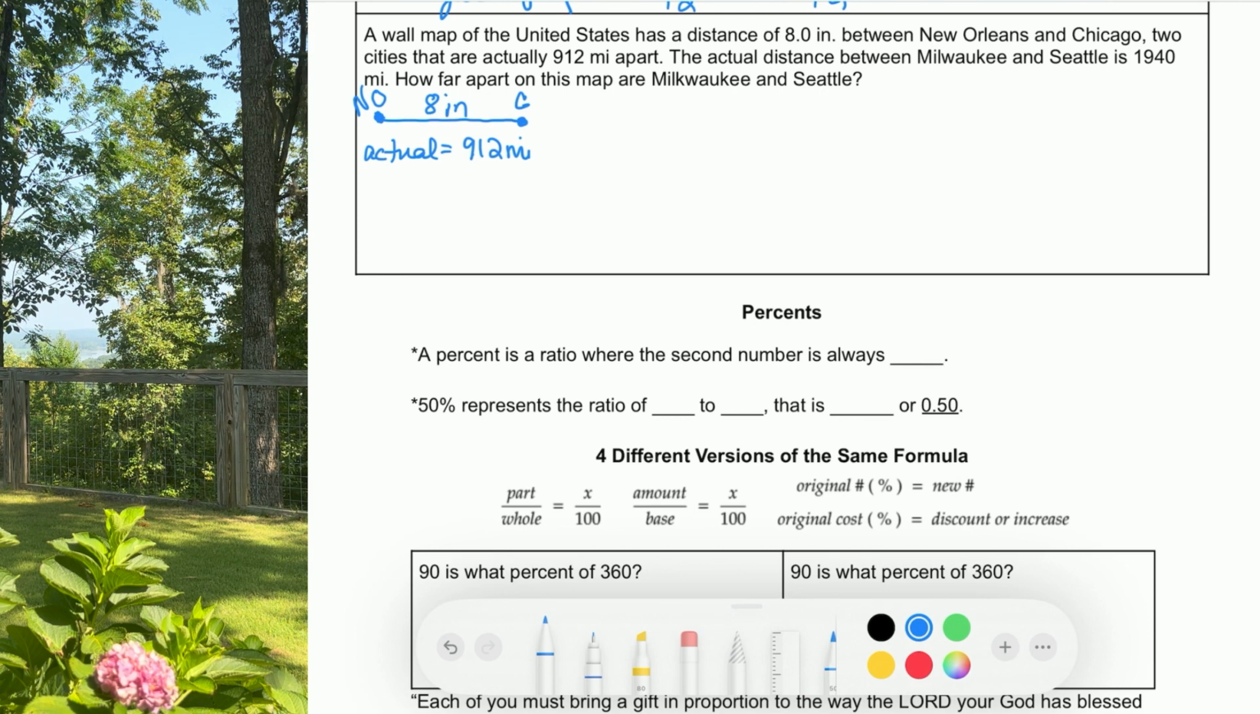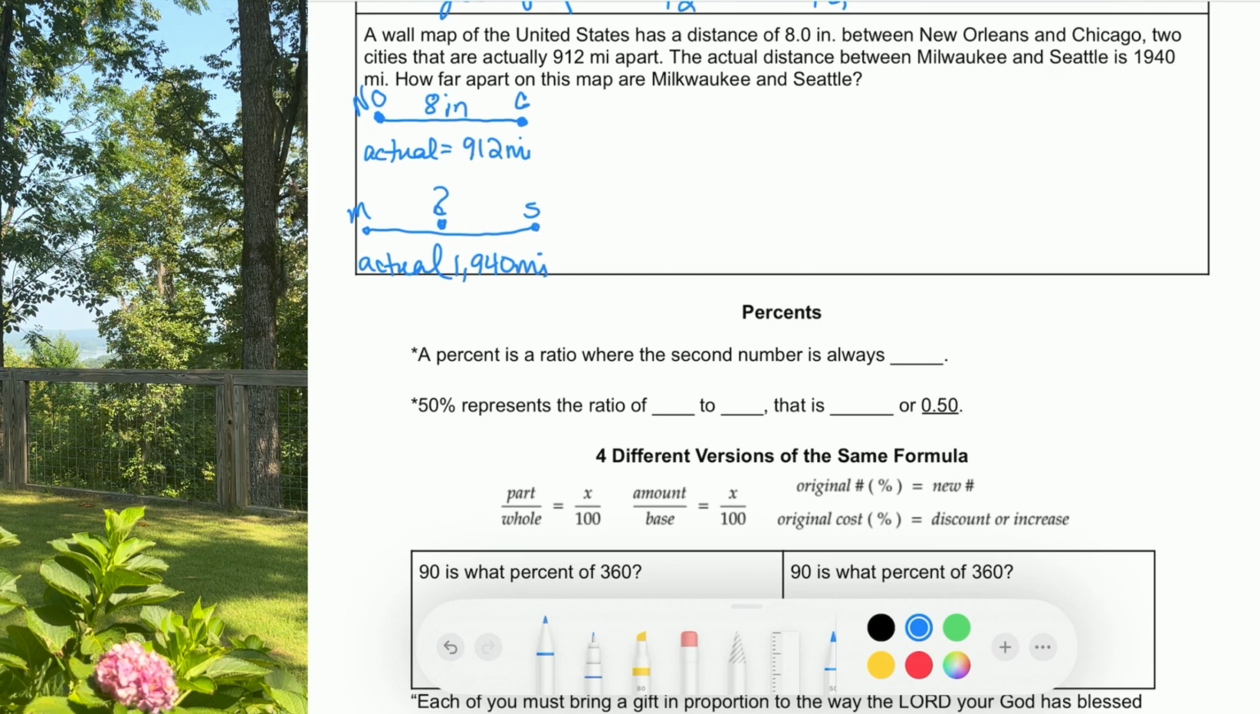The actual distance between Milwaukee and Seattle is 1,940. So we've got Milwaukee, and we've got Seattle. And the actual is 1,940 miles. How far apart on this map are Milwaukee and Seattle? Okay, so that's what we're looking for. We're looking for this value here, the map distance on the paper distance.